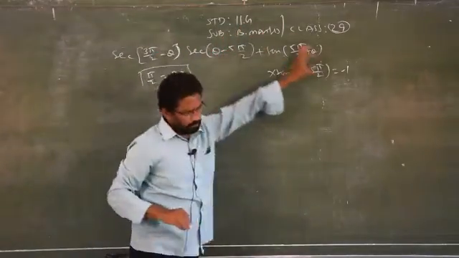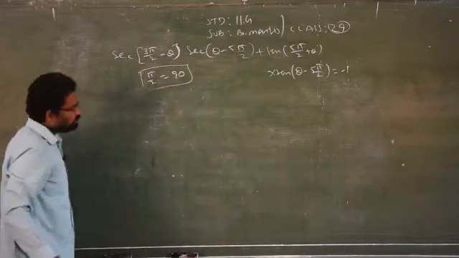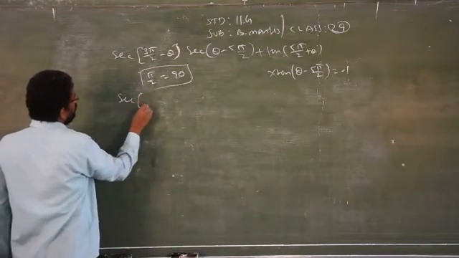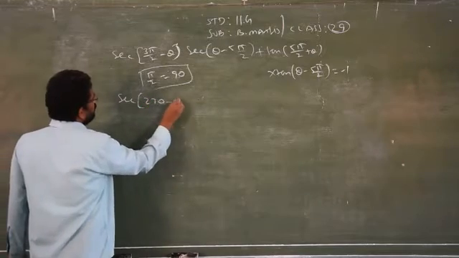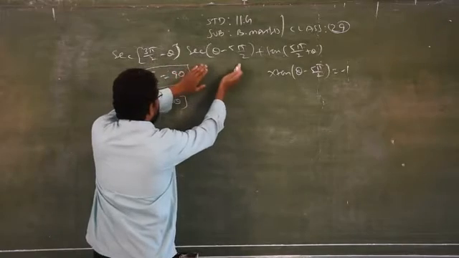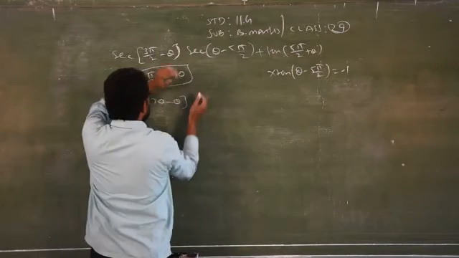Everything in terms of only 5 by 2. Therefore, 5 by 2 is how much? 90. 3 into 90, 270. So secant 270 minus theta. I just changed. So here it is not in terms of proper standard form. So you have to interchange this one.